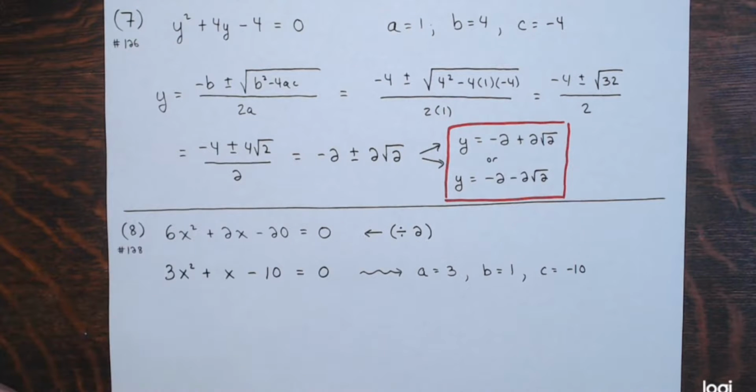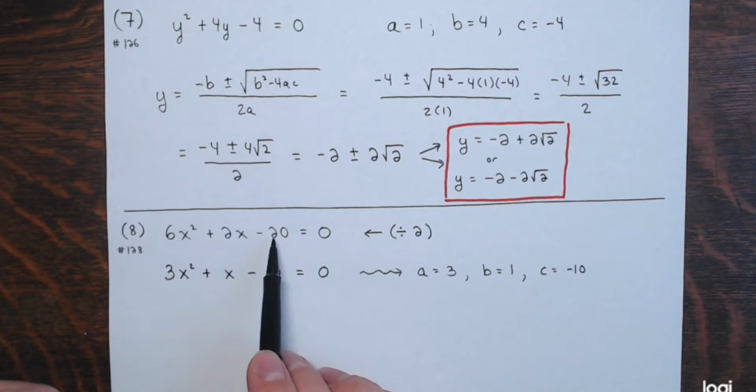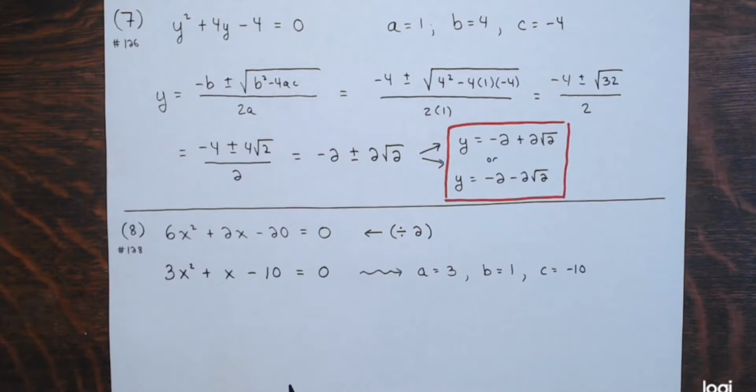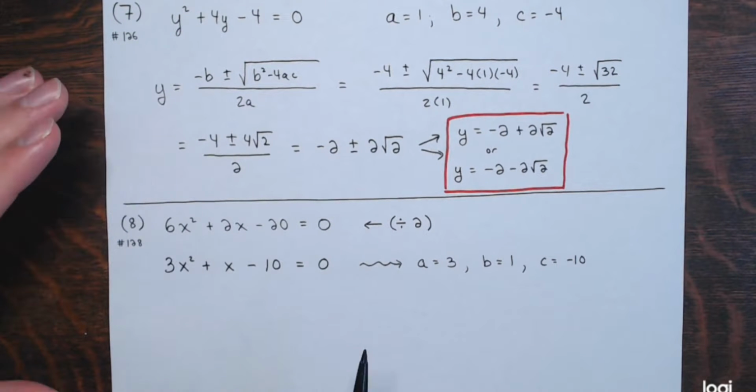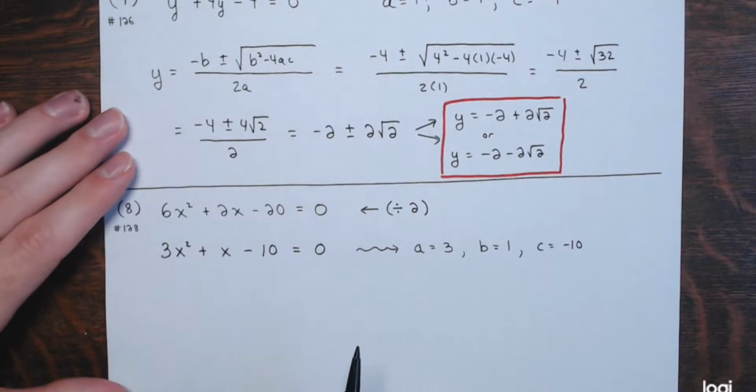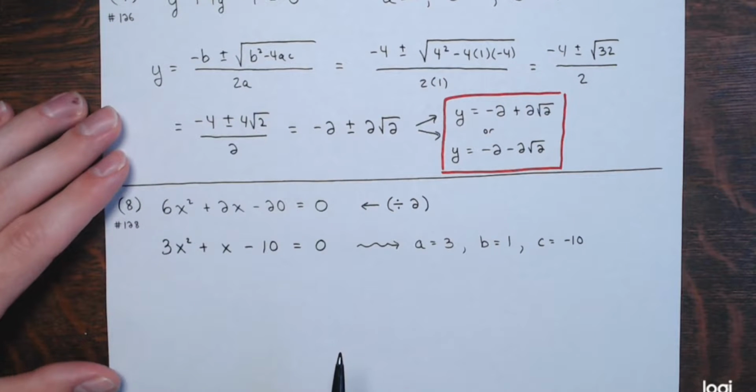Alright, now if you didn't do that, if you didn't divide by 2, and you use 6, 2, and negative 20, after you're done simplifying, you're going to end up with the same solutions as if I did divide by 2 first. Right, so if you don't see it, that's fine. As long as you know how to use the quadratic formula and simplify, you'll be good.